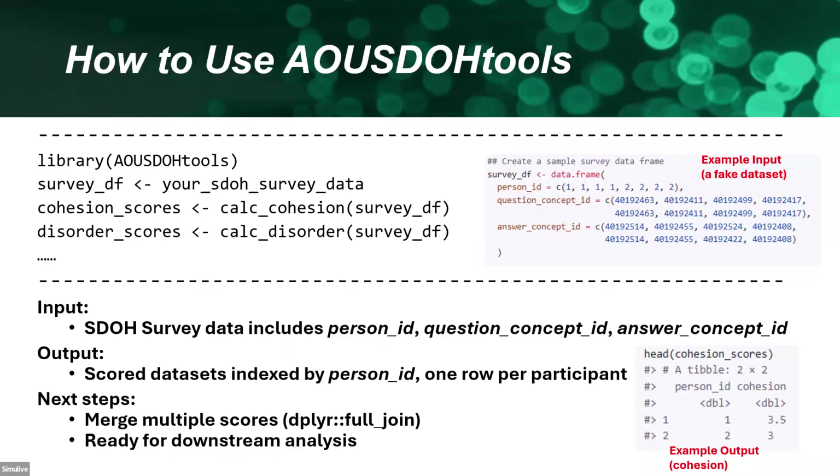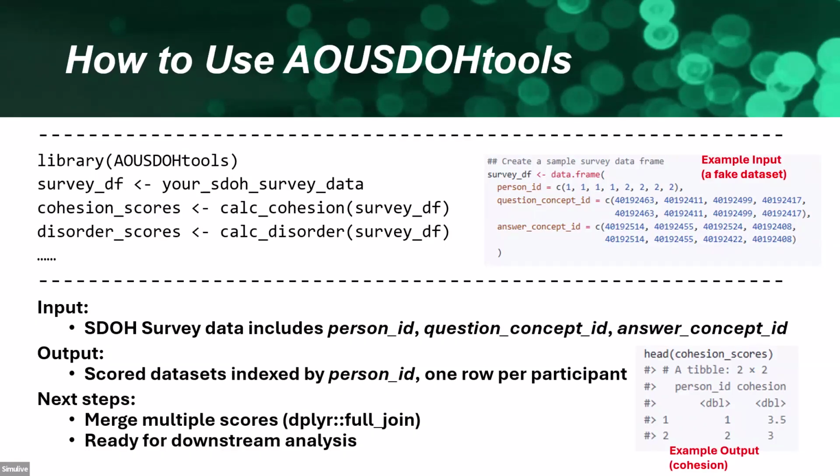And on the bottom, you can see the result. A clean table with one row per person and a score, in this case, for neighborhood cohesion. So this is what makes it usable in downstream models, summaries, and visualizations. It's like no more wrangling for raw concept IDs. And if you compute multiple constructs, you can easily merge them all together.